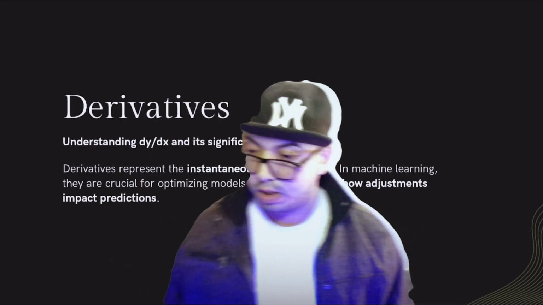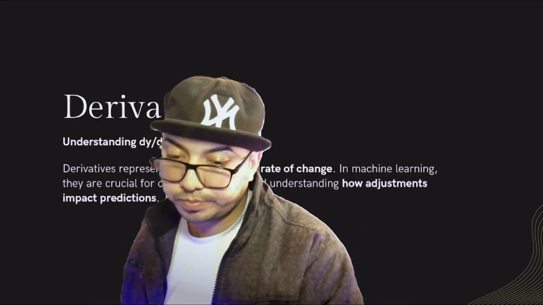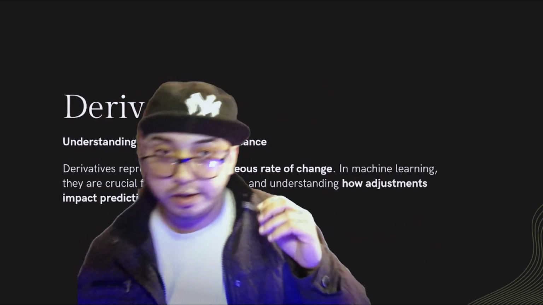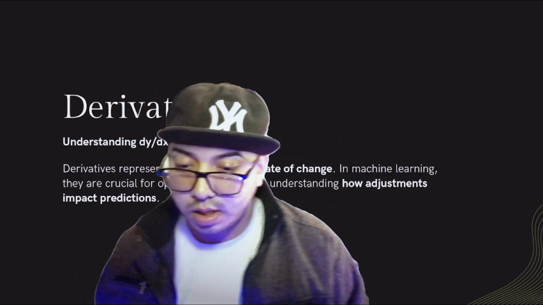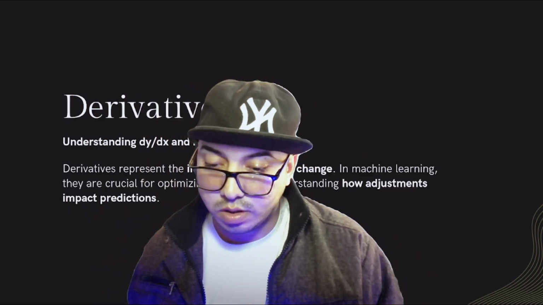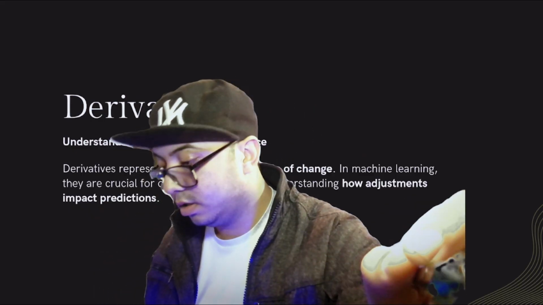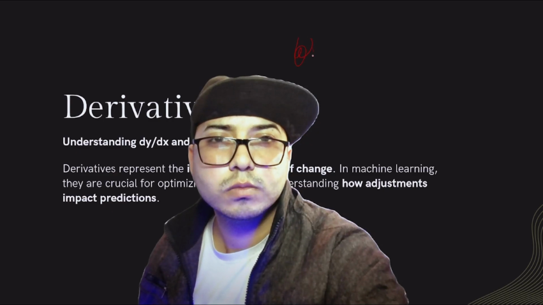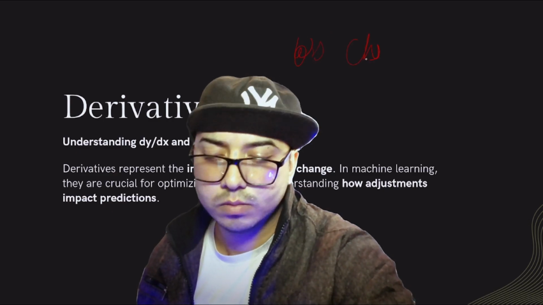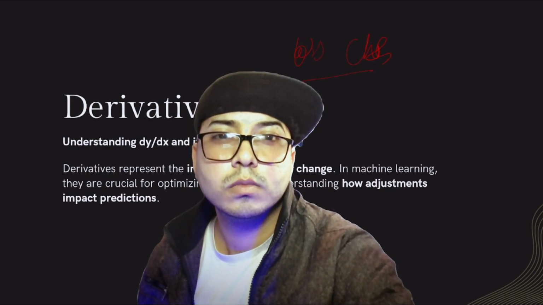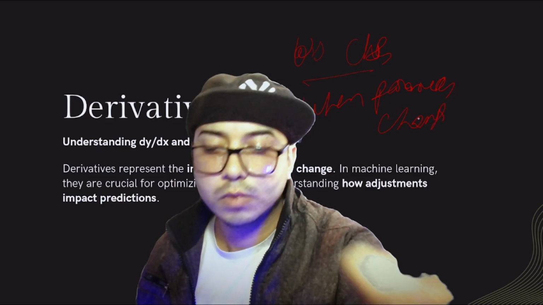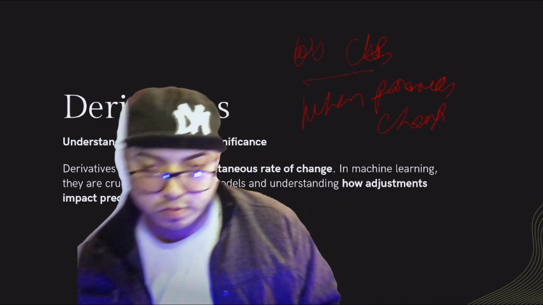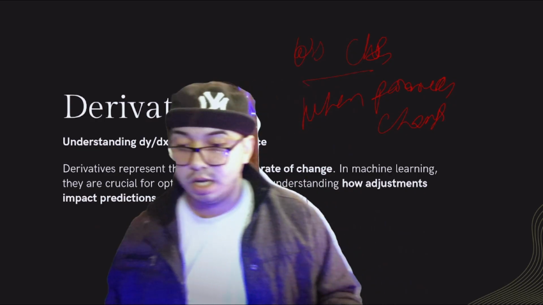Derivatives. A derivative is the rate of change, and in machine learning, it tells how the loss changes when a parameter changes. This is why calculus is important in ML.